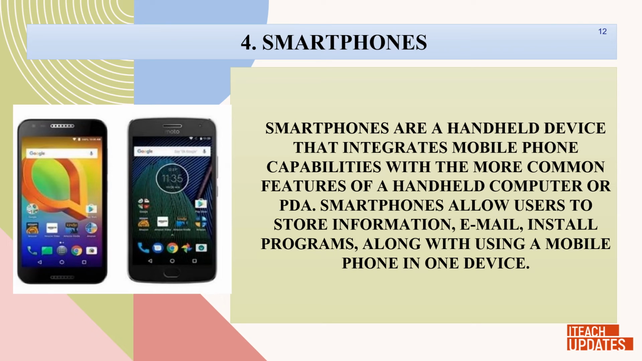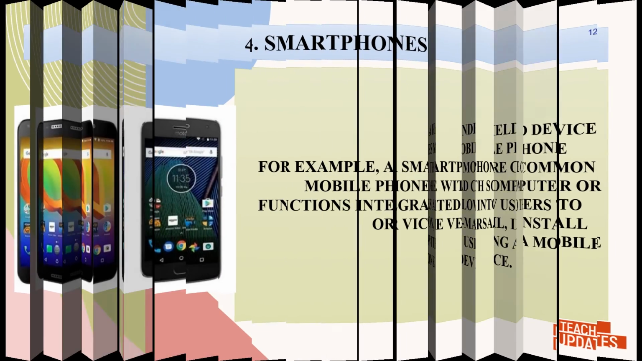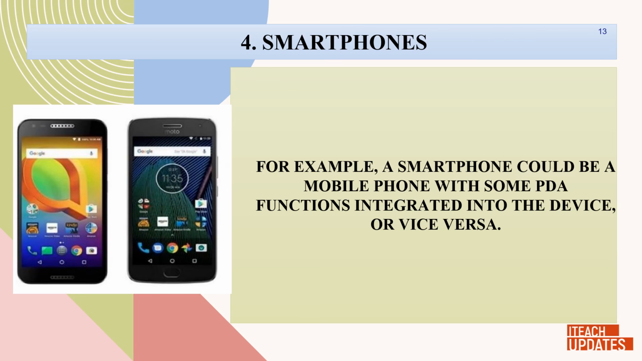4. Smartphones. Smartphones are handheld devices that integrate mobile phone capabilities with the more common features of a handheld computer or PDA. Smartphones allow users to store information, email, install programs, along with using a mobile phone in one device. For example, a smartphone could be a mobile phone with some PDA functions integrated into the device, or vice versa.